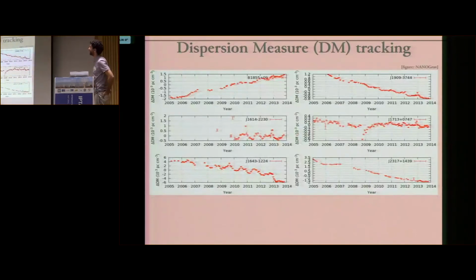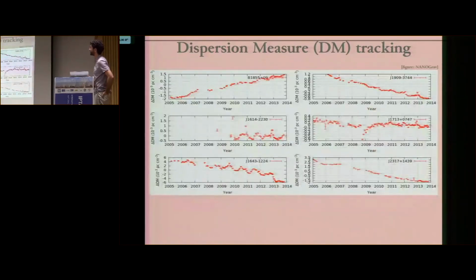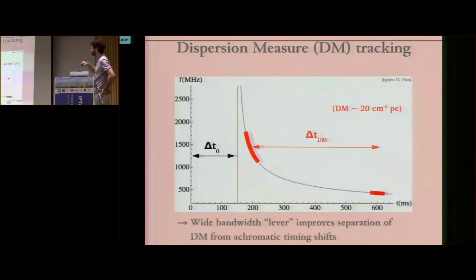So you can very precisely measure the DM as a function of time. You see lots of trends. They mean different things in different pulsars, but this allows you to probe the interstellar medium.